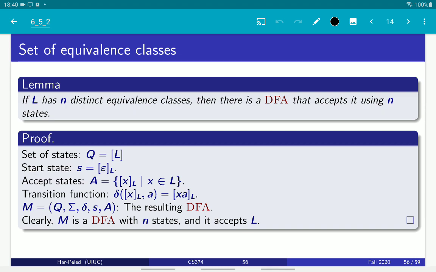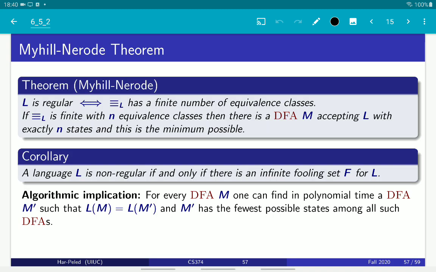So we proved the lemma, and now we can summarize what we just proved as the Myhill-Nerode theorem, which says that L is regular if and only if the relation defined by L has a finite number of equivalence classes, and if it has n equivalence classes, then there is a DFA that accepts L with exactly n states, and this is the minimum possible, which we proved. And in particular, a language is irregular if and only if it has an infinite number of equivalence classes.